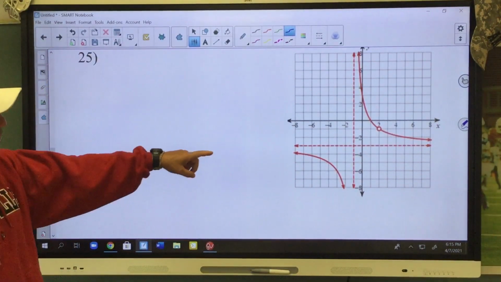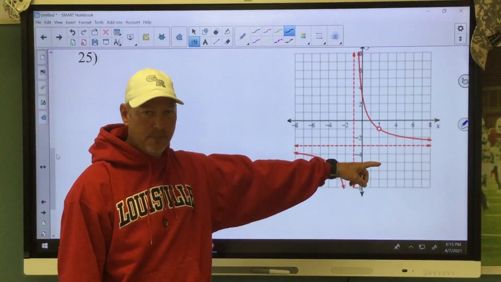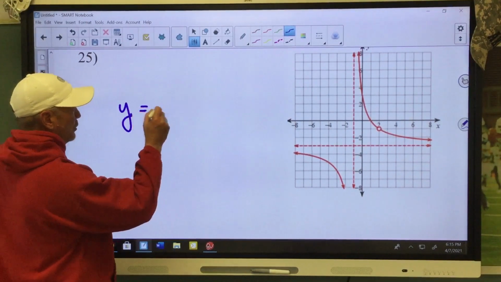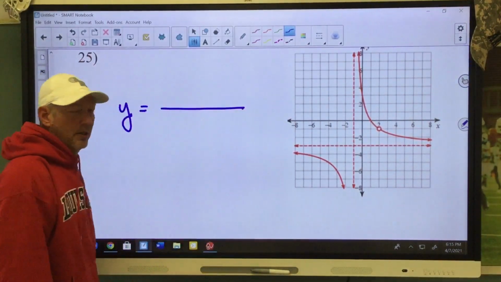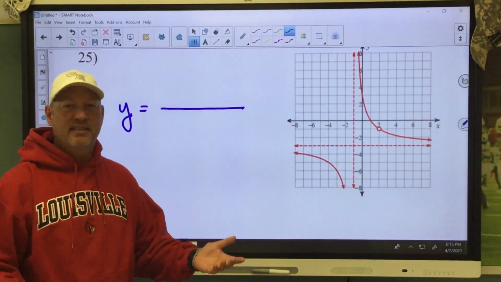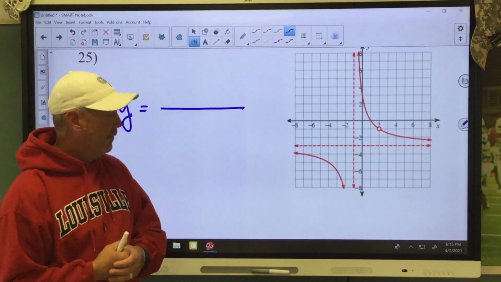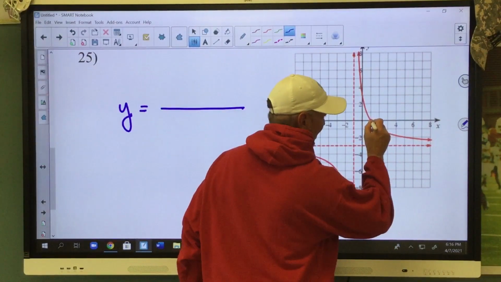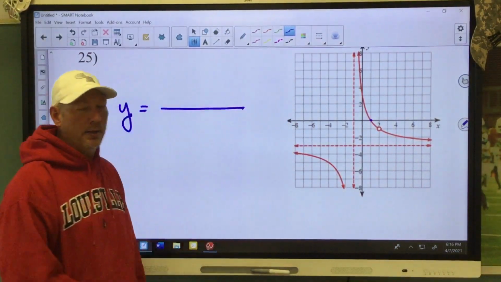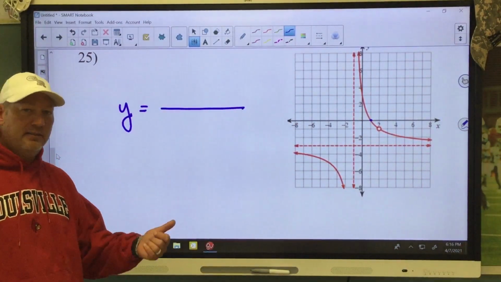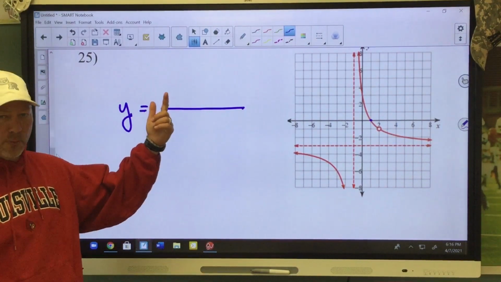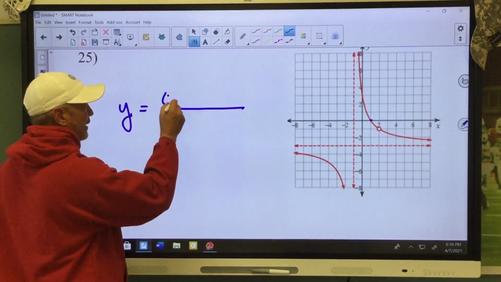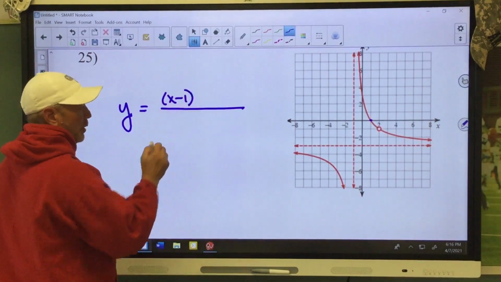How do you write an equation if I have just a graph? Same thing. We're going to go y equals, and we're going to put our fraction line. The first thing I want to talk about is the x-intercept. Where does my graph touch the x-axis? My graph touches the x-axis right there at a positive 1. The x-intercept goes in the numerator. We take the opposite of a positive 1 and we write x minus 1.